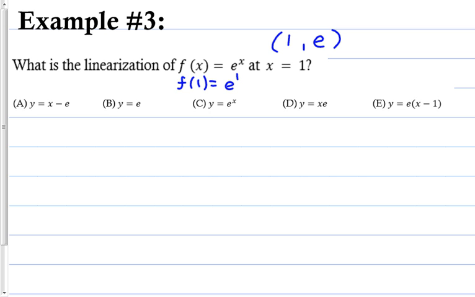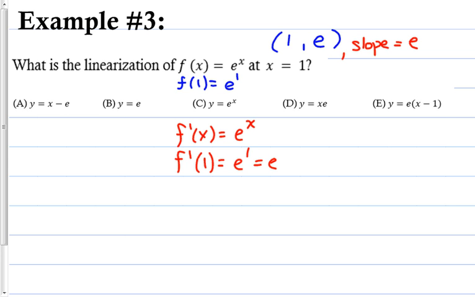All right, my slope. I have to derive. So the derivative of e to the x is e to the x. So I'm going to go ahead and plug in my 1, and I get e to the 1, which is e. So my slope is e. So write an equation. y minus y1, which is e, equals my slope, which is e, times x minus my 1. So y minus e equals e times x minus e.